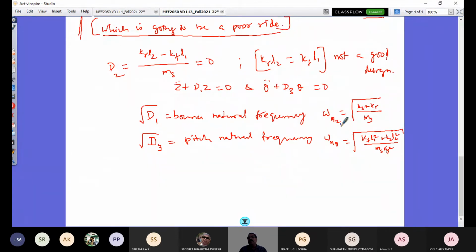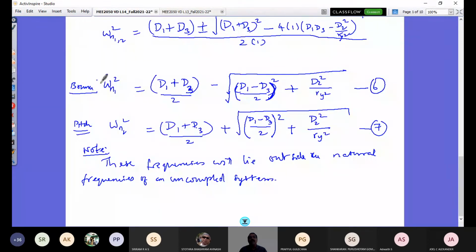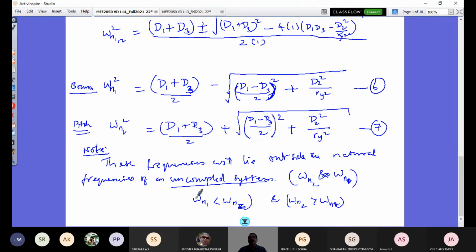So here omega n1 would be greater than omega n1 uncoupled. That's the meaning of this. This value would be smaller than that. So what were those uncoupled system frequencies? That is omega n z and omega n theta. So when these two are going to lie outside, omega n1 of the coupled system is less than the uncoupled one, and omega n2 would be greater than omega n theta. Greater means not so much, it is slightly higher. You can verify with the vehicle data that was given in the last class.